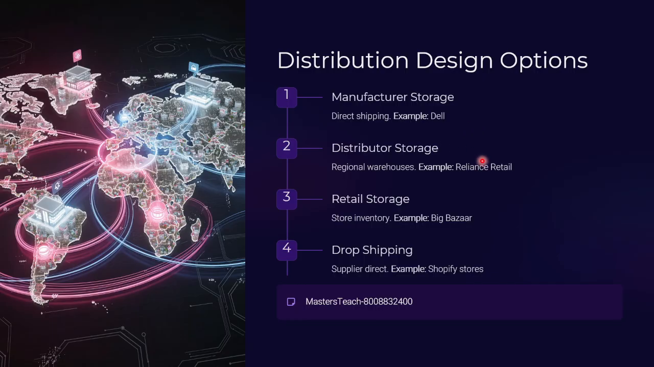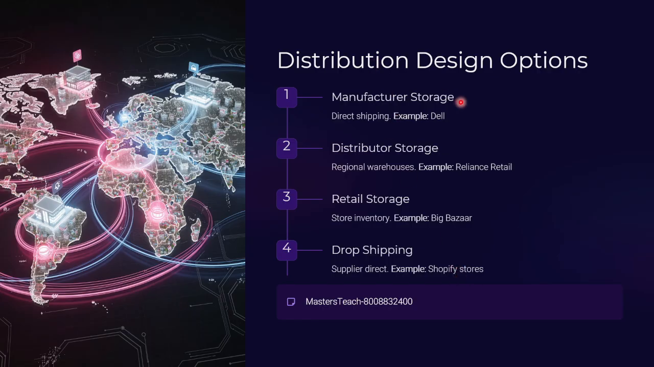Then distributor storage, so they have regional warehouses, example Reliance Retail. Then retail storage, so they store inventory in the retail store itself, example Big Bazaar. Nowadays in the place of Big Bazaar it is Reliance Retail. Then drop shipping, that means it is directly from the supplier. Example, Shopify stores.